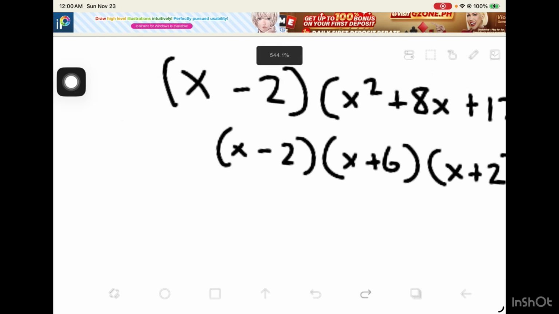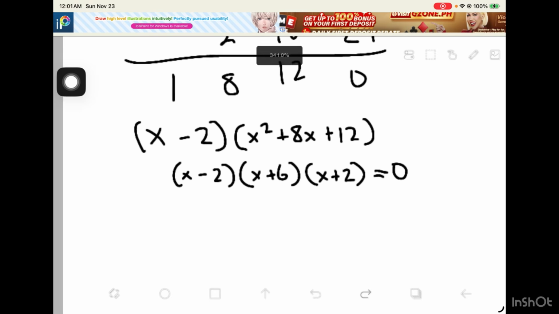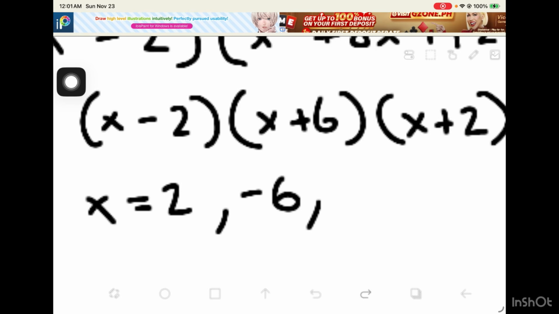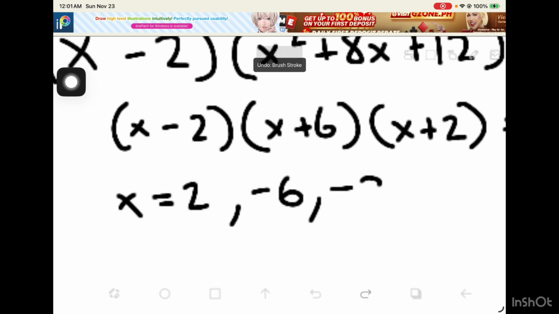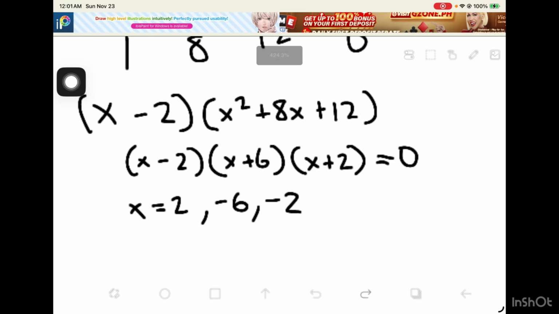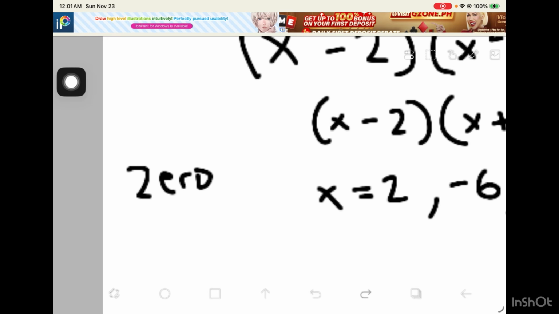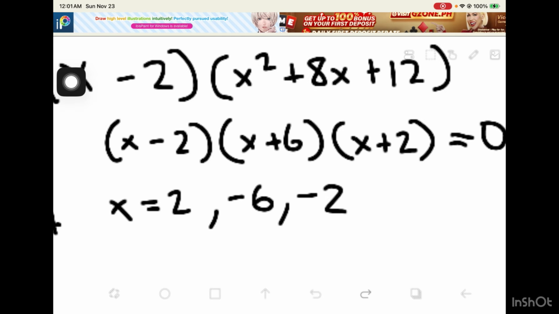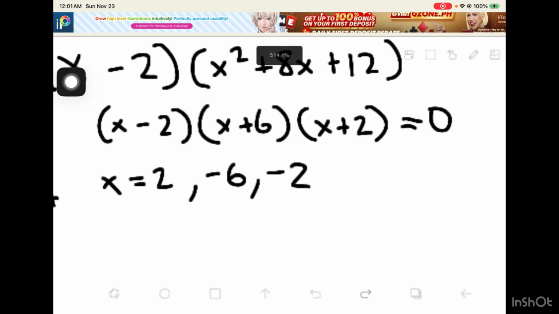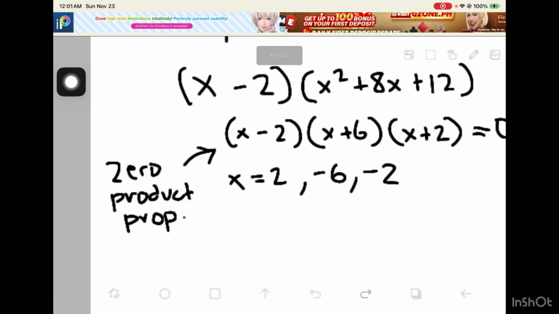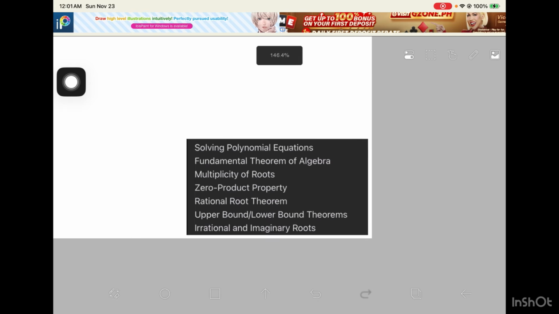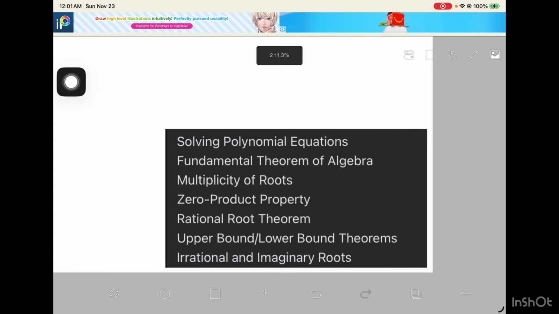So when we factor it, it's like this. Our roots are x equal to 2, negative 6, and 2, negative 2. We can also apply the zero product property, because if one of these is equal to 0, everything else will be equal to 0. So that's basically the zero product property. We've done the upper bound of FRT. So that's really it for the FRT.